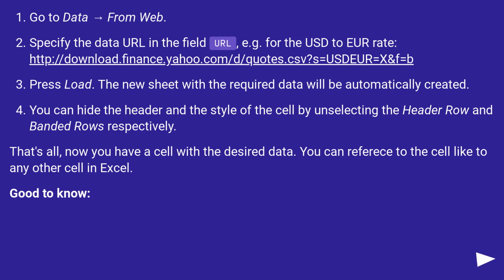You can hide the header and the style of the cell by unselecting the header row and banded rows respectively. That's all. Now you have a cell with the desired data. You can reference the cell like any other cell in Excel. Good to know.